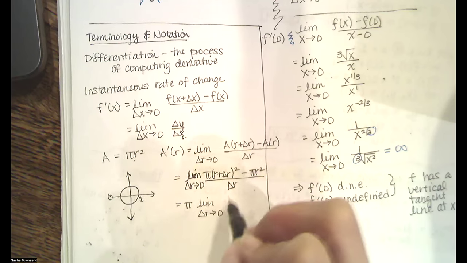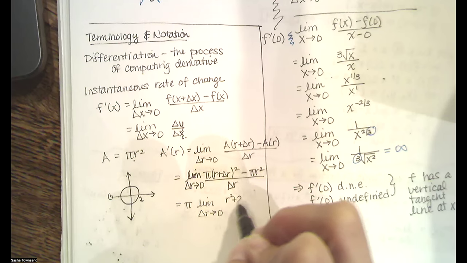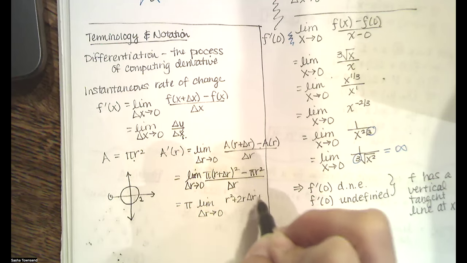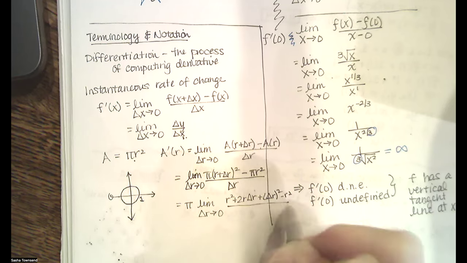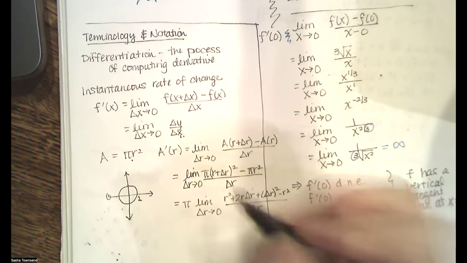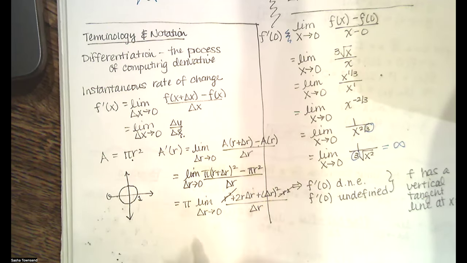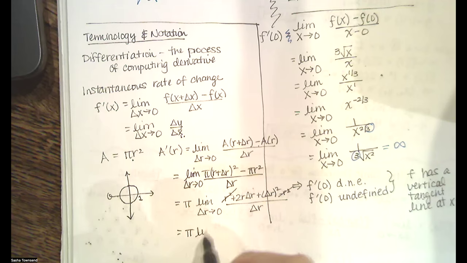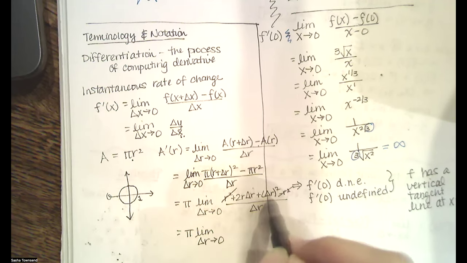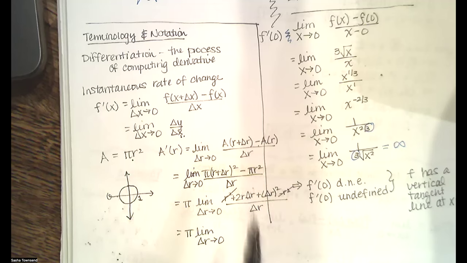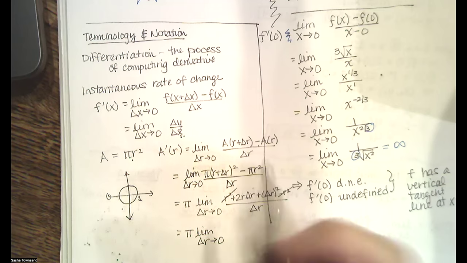And this is r plus delta r quantity squared. So r squared plus 2r delta r plus delta r squared minus r squared, all divided by delta r. And the r squared's reduced. So we've got pi times the limit as delta r goes to 0 of this quantity. And these two guys have a delta r in common. We plug in delta r equals 0, we get 0 over 0, which is an indeterminate form.